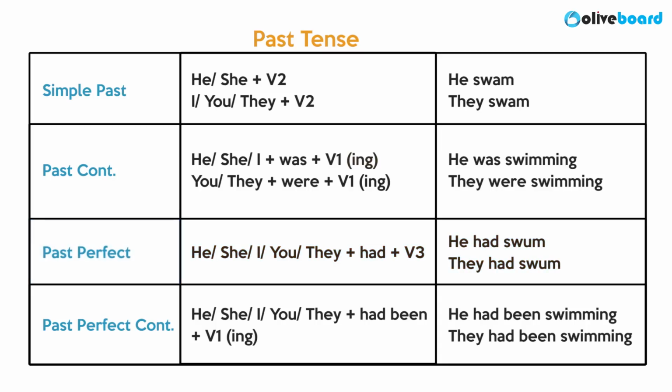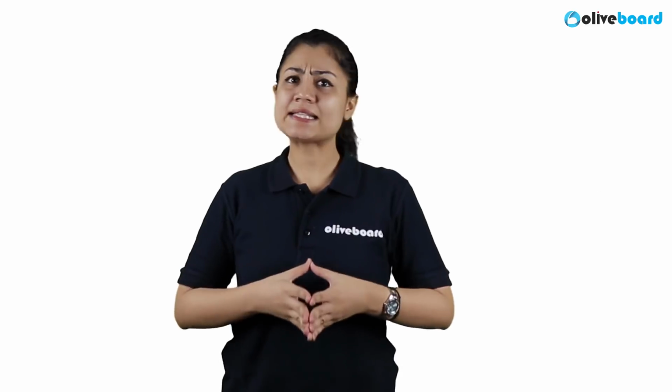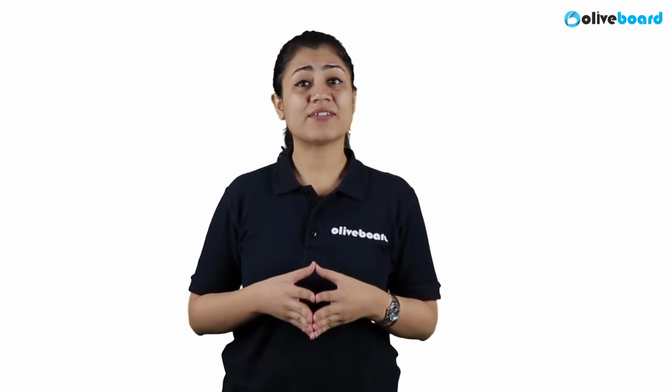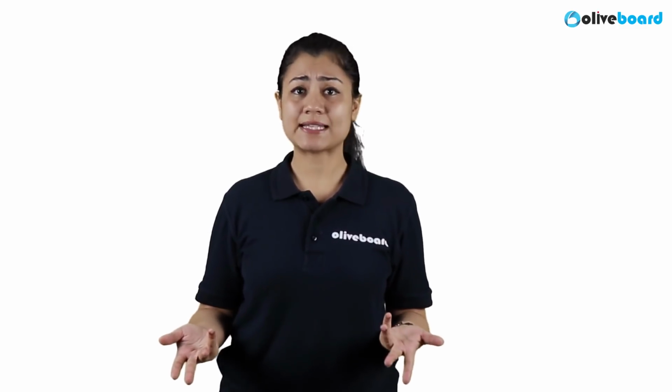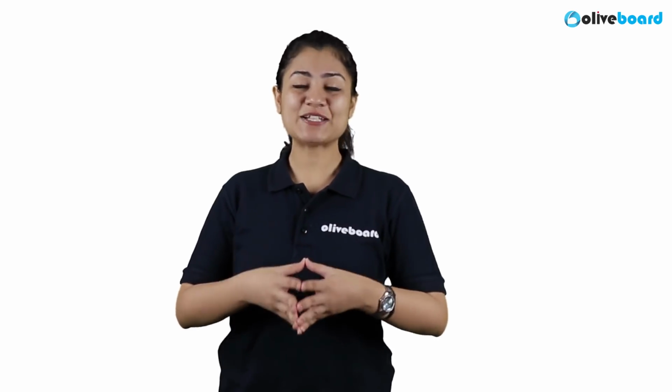Moving on to the last one, past perfect continuous tense. Here again, with all the forms he, she, I, you, they, हम सबके साथ uniformly had been use करेंगे, which is followed by the continuous form of the verb. For example, he had been swimming, they had been swimming. This set of rules is also easy. वैसे actually में rules easy ही होते हैं tenses के, but दिक्कत तब आती है when we have to apply these rules into questions. Let us move ahead and solve questions related to the past tense.